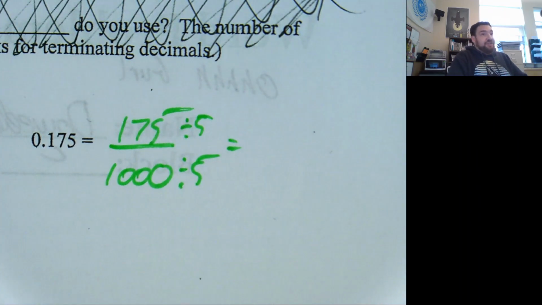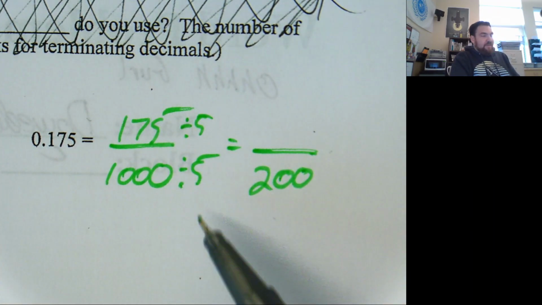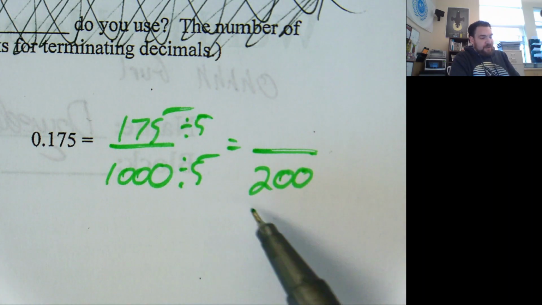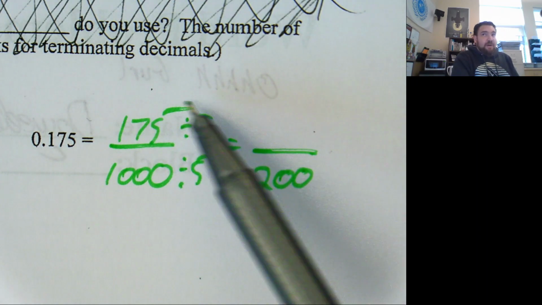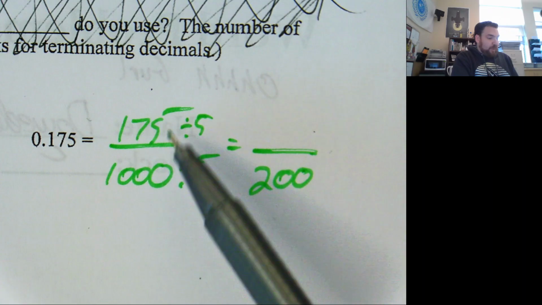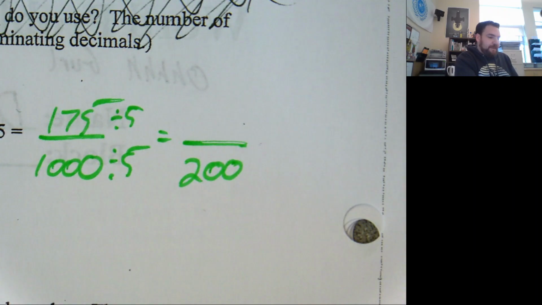10 divided by 5 is 2. 100 divided by 5 is 20. So 1,000 divided by 5 is probably going to be 200. 10 over 5 is 2, 100 over 5 is 20, 1,000 over 5 is 200. This is where things get gross. We will have to long divide this, because I don't know it in my head.